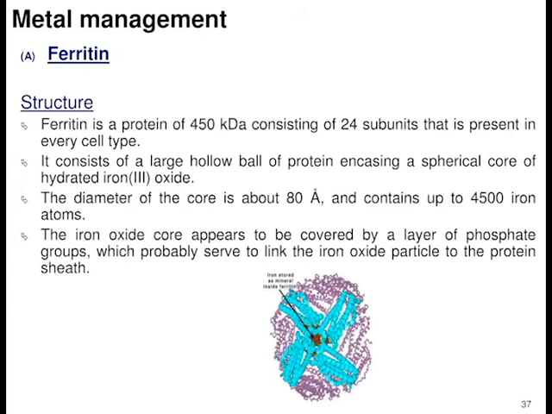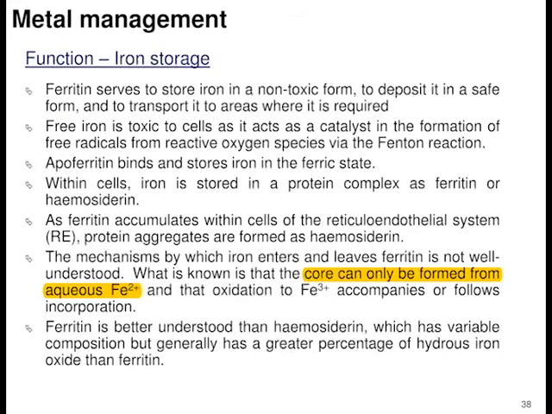Okay, so this is all you need to write. Basically, the iron is stored in the form of ferritin, which is just a ball of iron surrounded by 24 subunits. I think there's 24. That's it. Iron storage. I think it's stated here: ferritin serves to store iron in a non-toxic form, to deposit it in a safe form and transfer it to areas where it's needed.